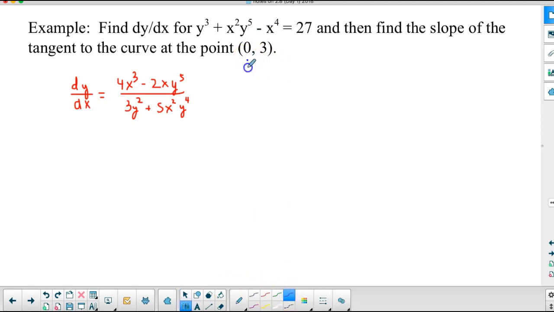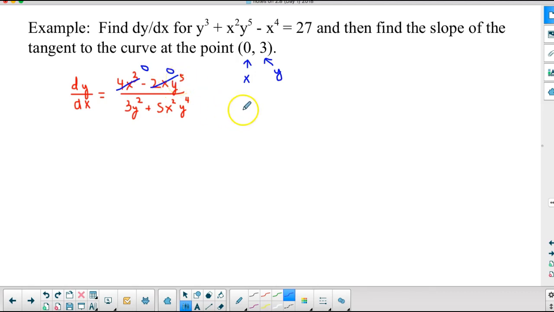So notice that this is our x-coordinate, and this is our y-coordinate. So wherever I see an x, I would substitute in a 0, and wherever I see a y, I would substitute in 3. However, notice right here, this part is going to be equal to 0, since we're going to have 4 times 0 cubed, and this part's also going to be equal to 0, since we'd have 2 times 0 times 2 to the 5th.